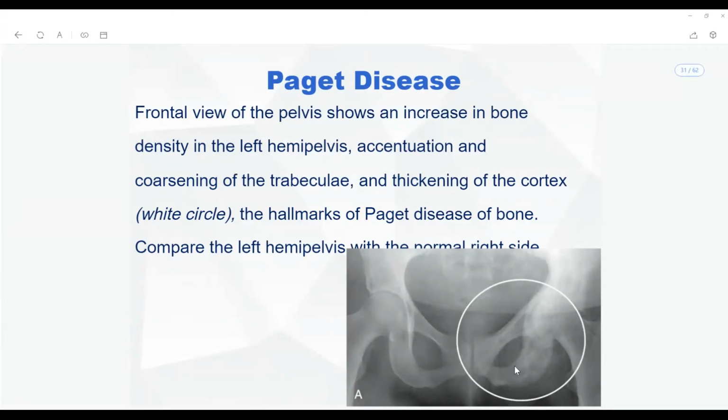Were you able to understand the differential diagnosis here? How we were able to differentiate whether it is avascular necrosis or Paget's disease? Yes, is this concept clear?